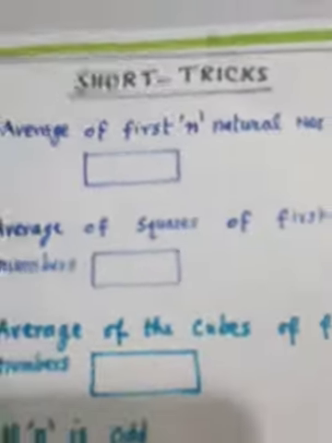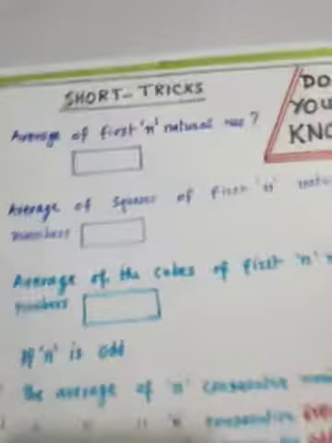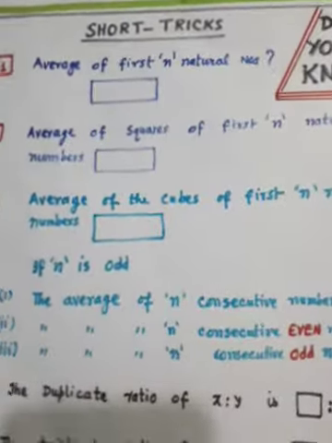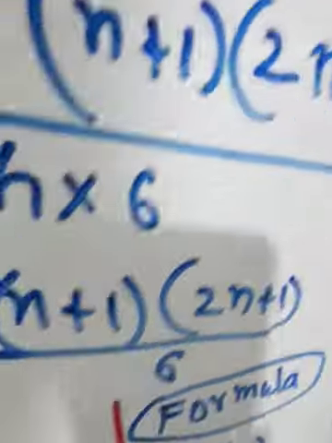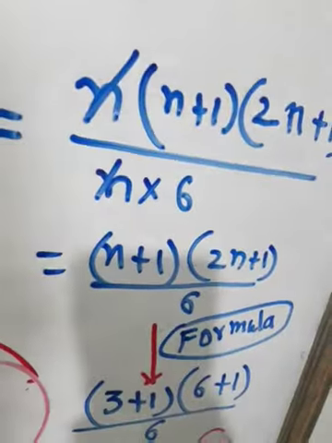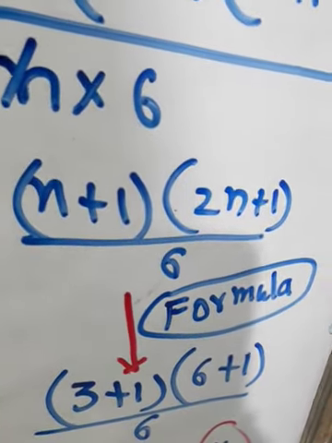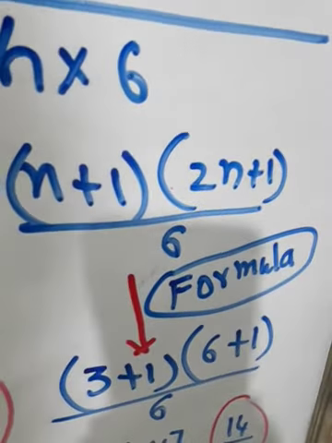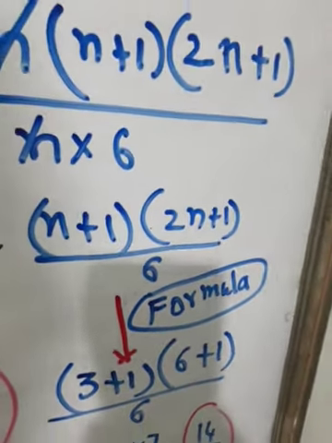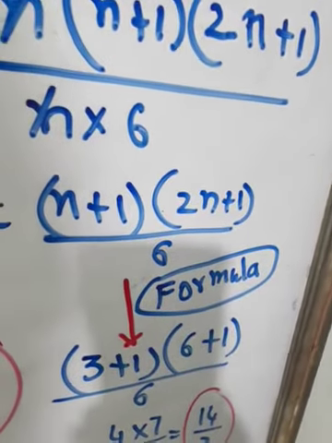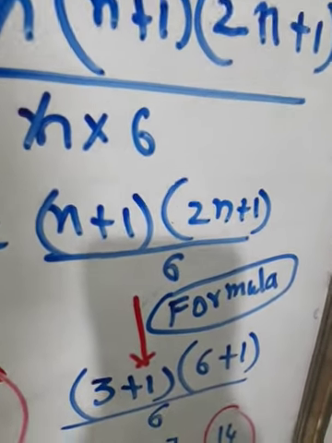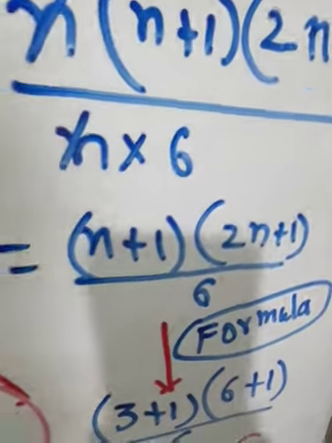If you have to find the average of the squares of first n natural numbers, then the formula is this. You have to find n plus 1, first term plus last term, which you have to find anyway, into 2n plus 1 by 6. You have to remember this formula like this: n plus 1, first term plus last term, then 2n plus 1 by 6. This is the formula.